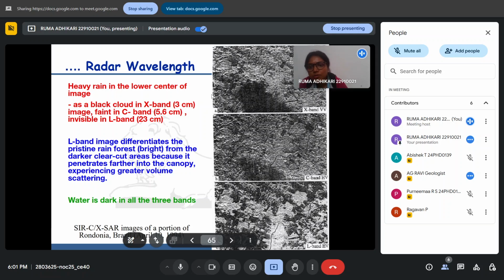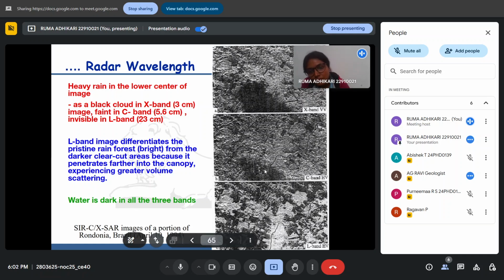So heavy rain in the lower center of the image. Here heavy rain occurred. It appears as a black cloud in the X band image, because it could not penetrate. It rained in this portion of the area. It was cloud there, so 3 centimeter could not penetrate the cloud, so it's showing a black patch. C band somehow penetrates, faint in C band, one depression we got. But it is invisible in L band, that is 23 centimeter. It totally penetrated all the clouds and vapor.